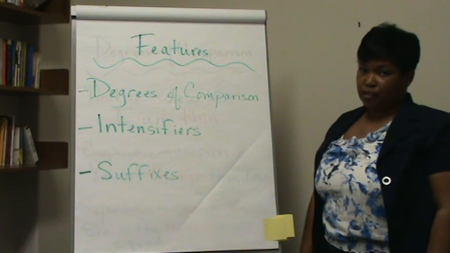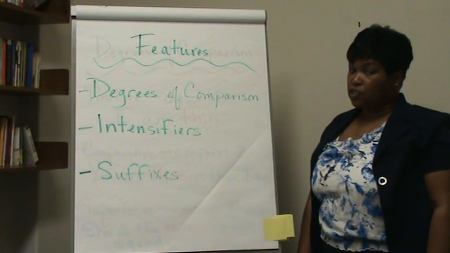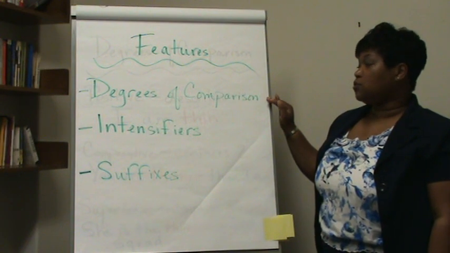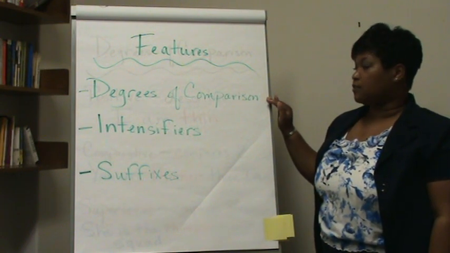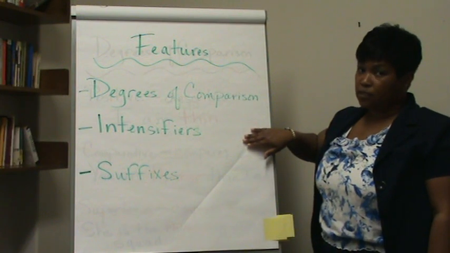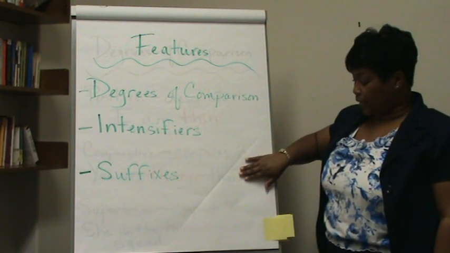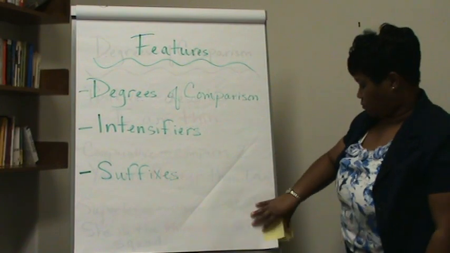There are three features that you want to keep in mind when thinking about adjectives. One of which is the degrees of comparison for which you are using to present those adjectives. Another is the types of intensifiers that you have, and finally, what types of suffixes or word endings do we have for our adjectives.